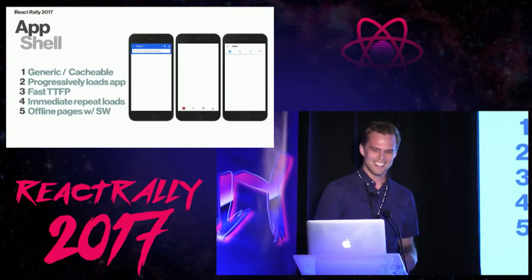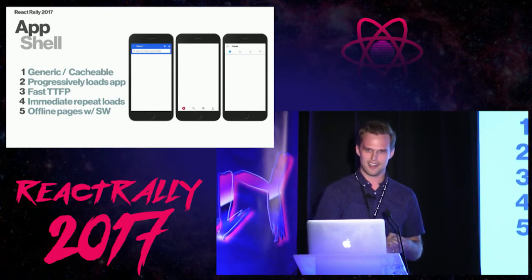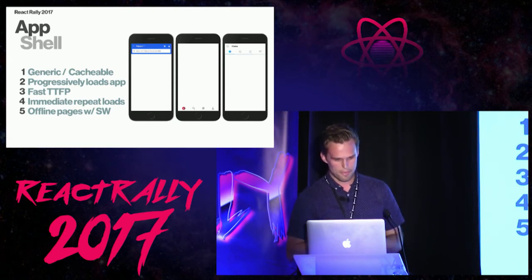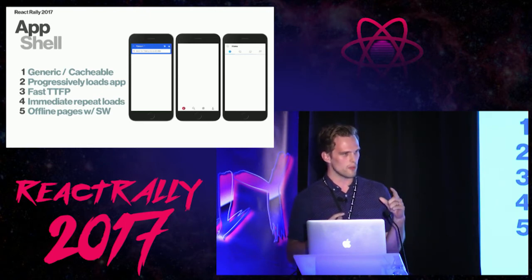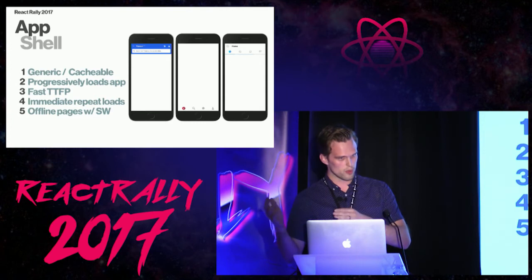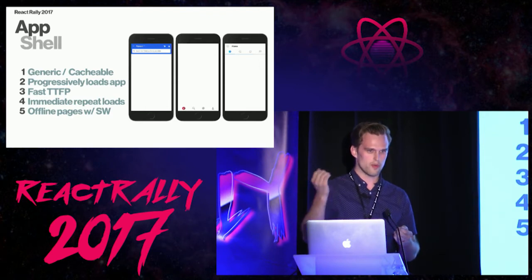All right, so what is an app shell? An app shell is essentially an HTML blob. It's usually fairly small, it's generic, and it's cacheable. That's the main thing. We want some chunk of HTML that we can cache and reuse for all of our app. The reason we want to do that is for our service workers, so we can cache it there and serve it up later. We want this to be something that will progressively load the rest of our app.